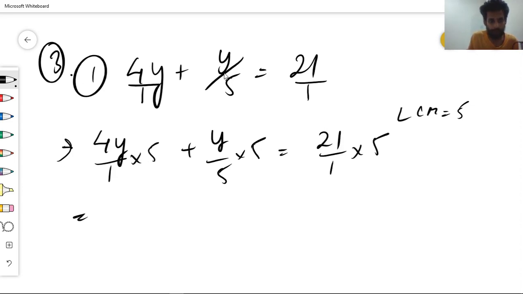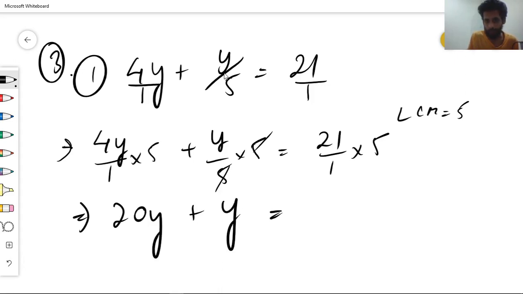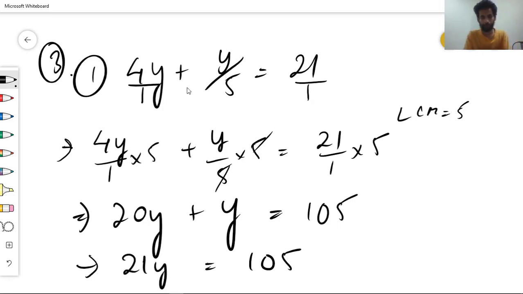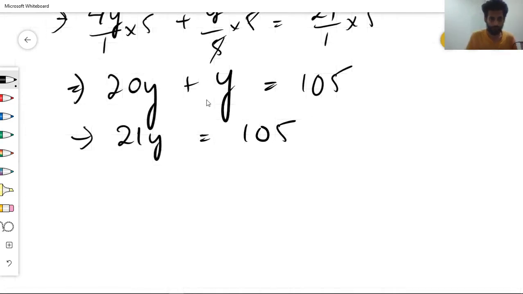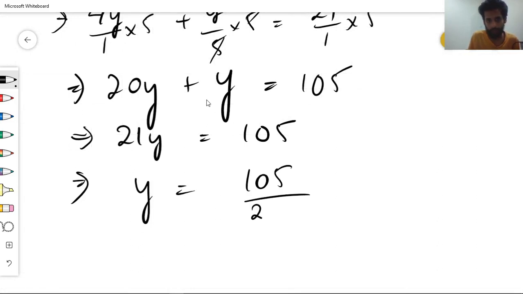So here 5 fours are 20y. Here it will be 5, and the 5 will get cancelled, only y will remain here, and this one will be 105. So now it will be 21y is equal to 105. Then y will be 105 divided by 21, so the value of y will be 5. This is the answer.